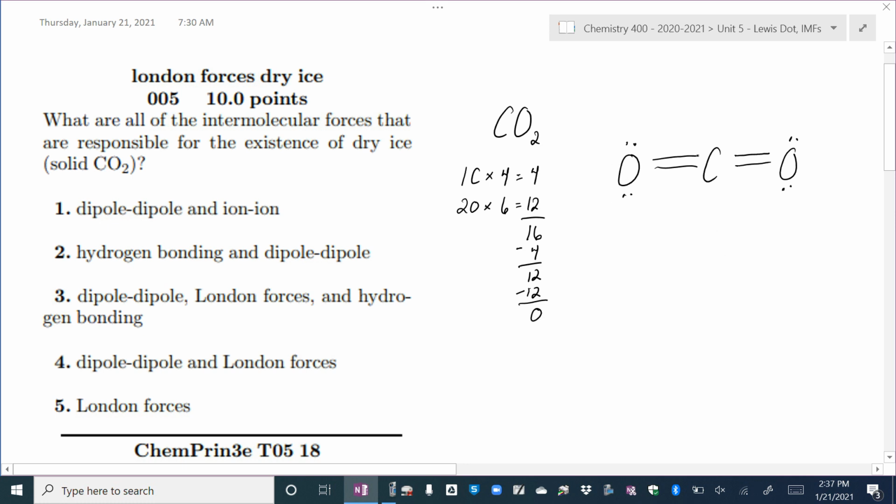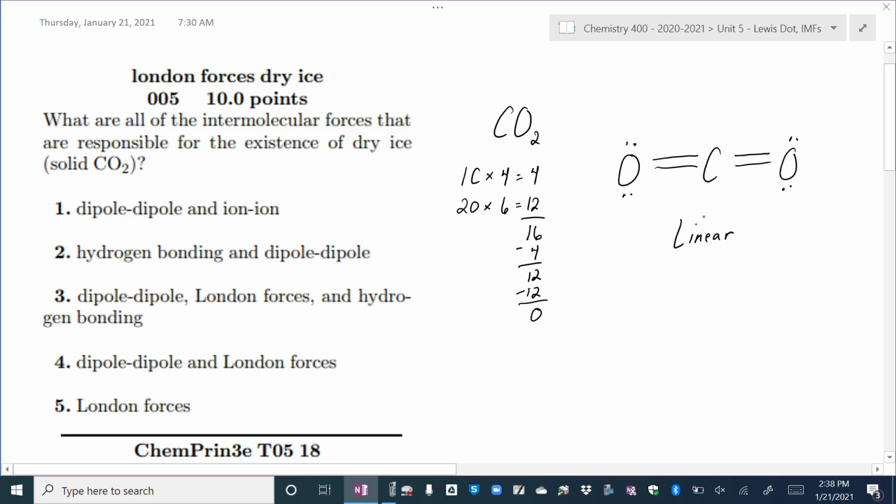Okay, draw a double bond in. So there we go. Now carbon has 2, 4, 6, 8, and each oxygen has 2, 4, 6, 8, so we're good. All right, so what's the VSEPR shape here? Yes, it is linear.